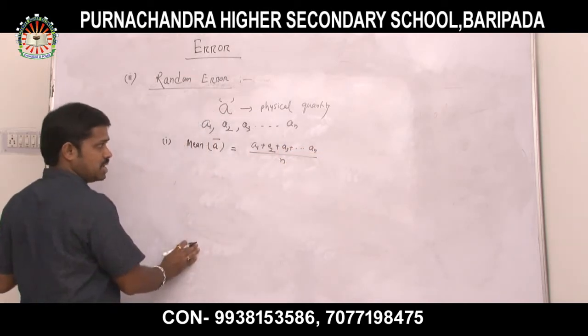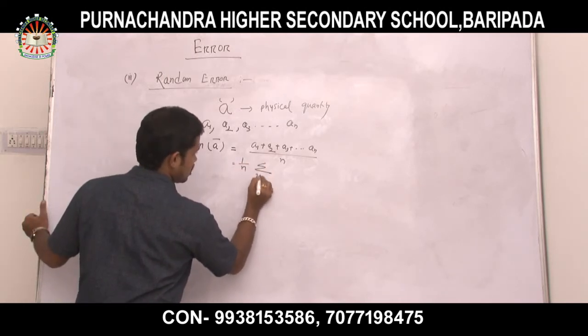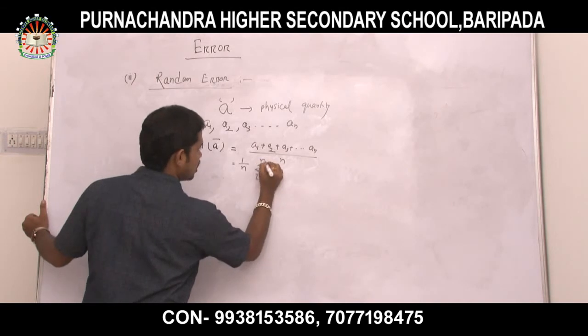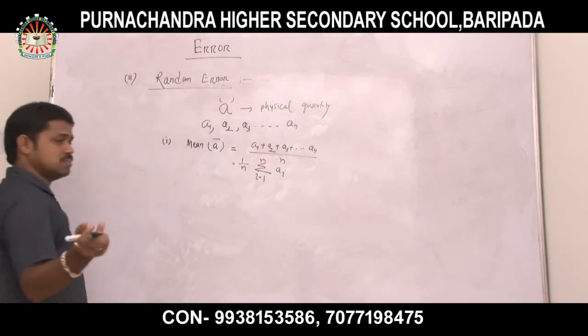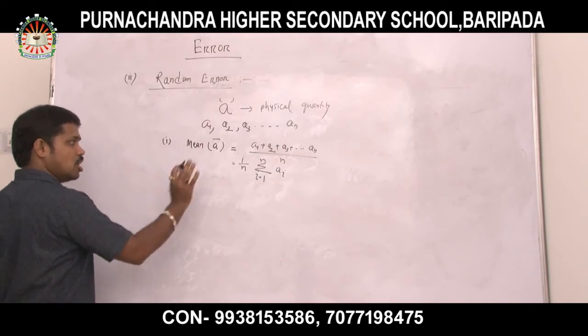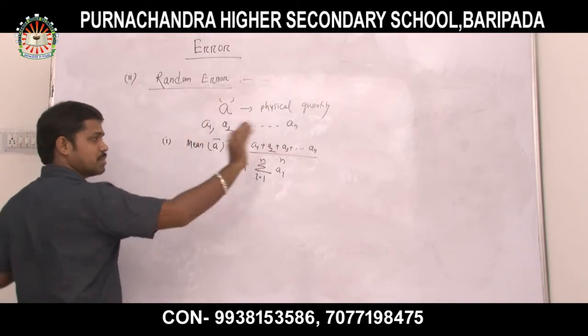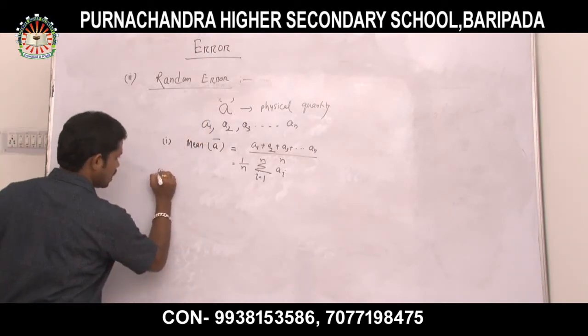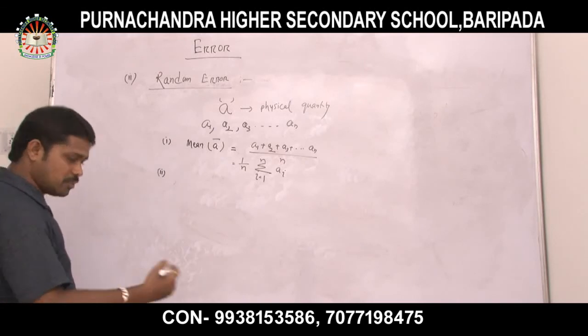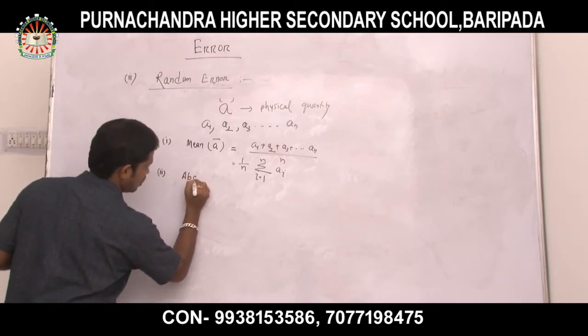This is the mean. That means 1 by n, summation i equals 1 to n, Ai. Very simple. Clear? So this is the mean, the first step. First step is over. I have to find out the mean of all these values or measurements. Number 2, after finding the mean, what do I have to find out? Now I have to find out the absolute error.